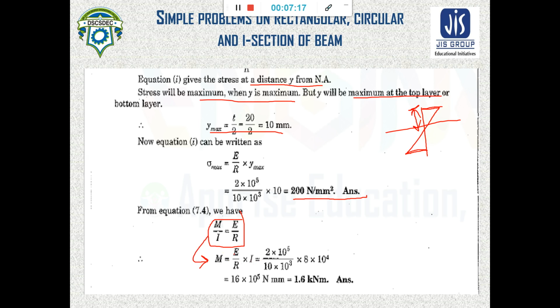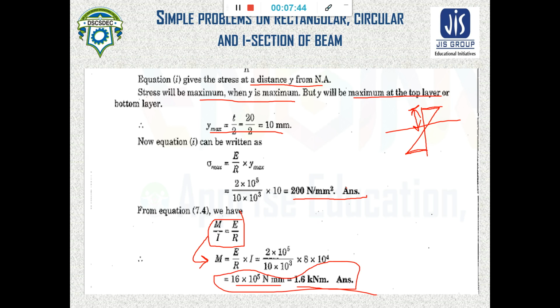All three values E, R and I are known. If we put those values and calculate, then M becomes 16 into 10 to the power 5 Newton millimeter. That can be written as 1.6 kilonewton meter, and this is our answer for the bending moment.